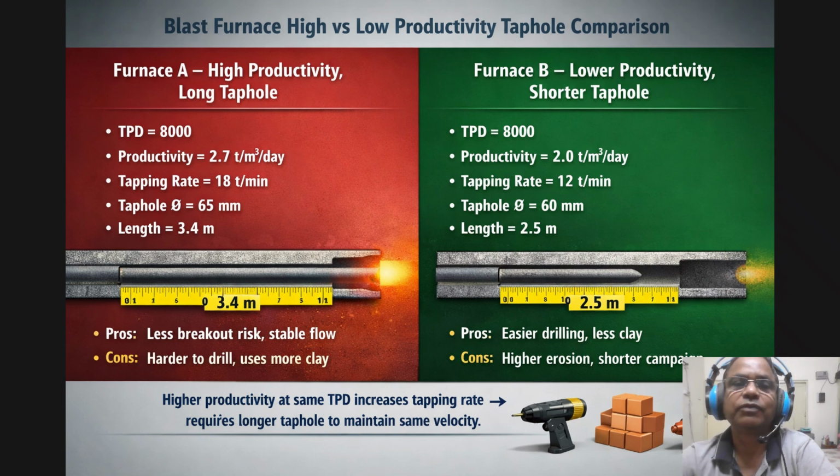On the right, furnace B, lower productivity at 2.0, same 8,000 TPD, but because productivity is lower, the tapping rate is only 12. So diameter is 60, length is 2.5. Pros are easier drilling and less clay consumption, and cons are a higher erosion rate and a shorter campaign before relining. The important message is that higher productivity at the same TPD increases the tapping rate, which forces you to use a longer taphole to keep the iron velocity within the safe limit. So when you increase productivity, you must revisit your taphole design.